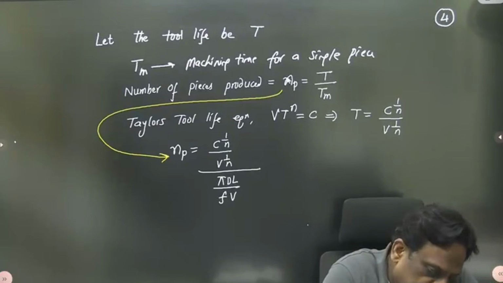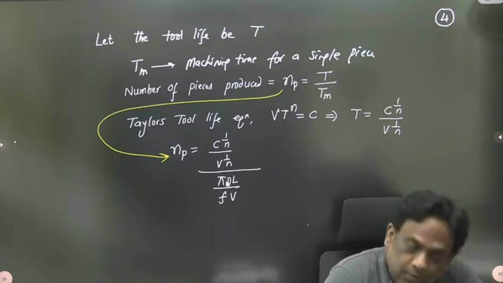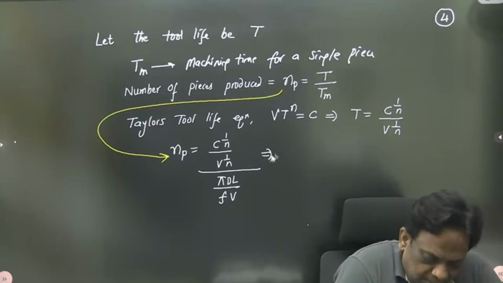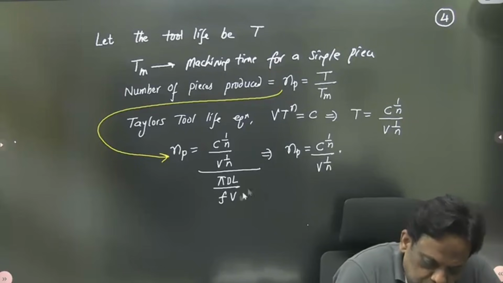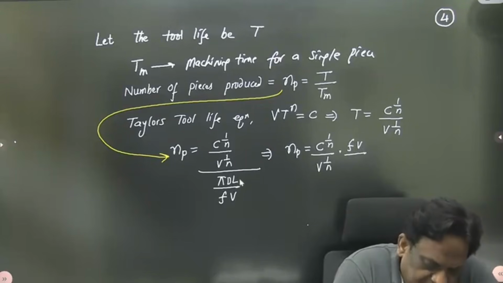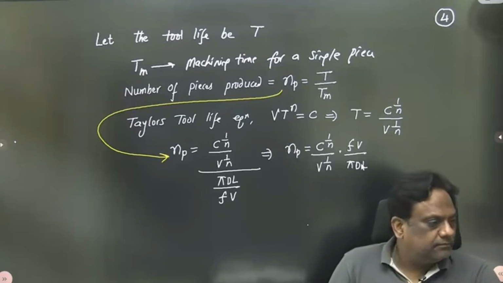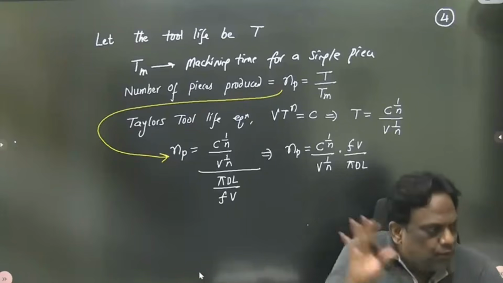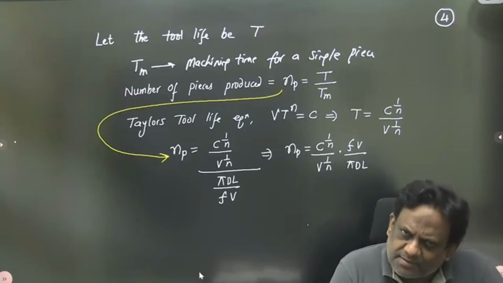The number of pieces that you are producing is equal to capital T, that is tool life, by machining time. So therefore, number of pieces is equal to C power 1 by n by V power 1 by n. इसको ऊपर ले लो तो it will be FV by pi dl. Absolutely fine. Anyone has any difficulty? Absolutely no difficulty.